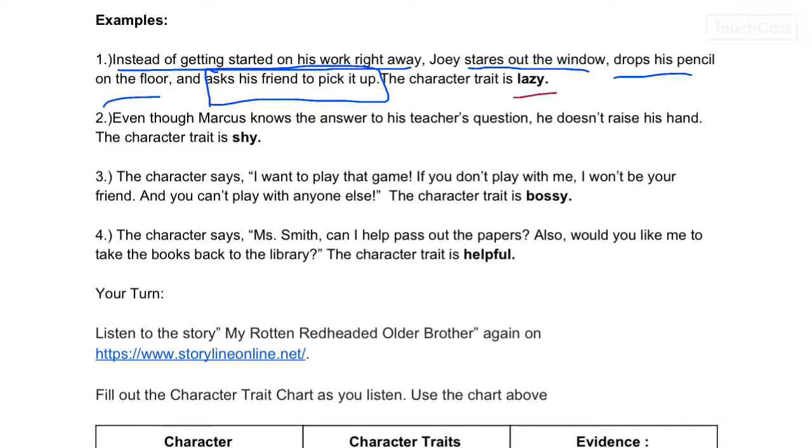Number two: even though Marcus knows the answer to his teacher's question, he doesn't raise his hand. Just based on what this sentence is telling me, I think the character is shy because he's not raising his hand even though he knows the answer. Does anyone else have a different character trait they would like to describe Marcus as?